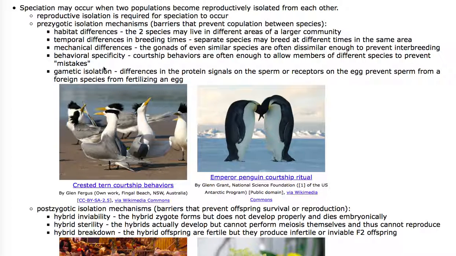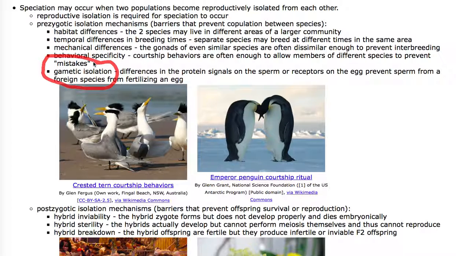The last thing, it's a little rarer, gametic isolation. What this is, the animals don't keep themselves apart. The two animals actually mate with each other that really shouldn't be mating with each other, yet the sperm from the one species cannot successfully fuse with the egg of the other species, either because the egg won't allow it or the sperm has something on it that prevents fusion.